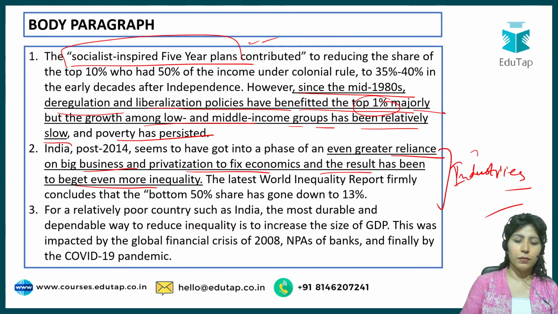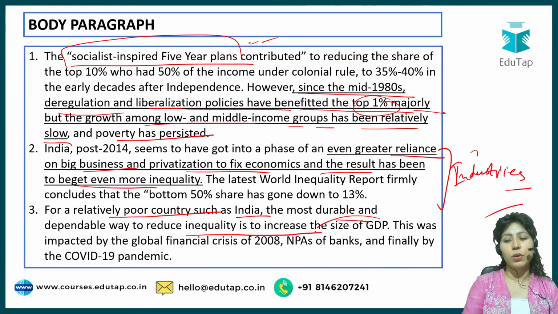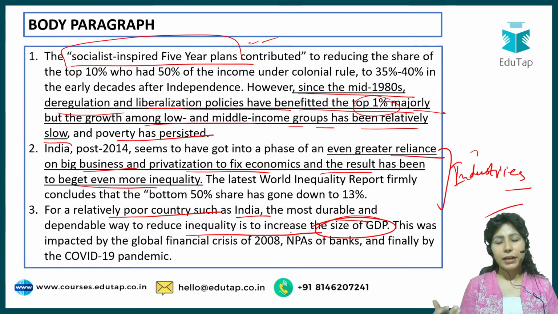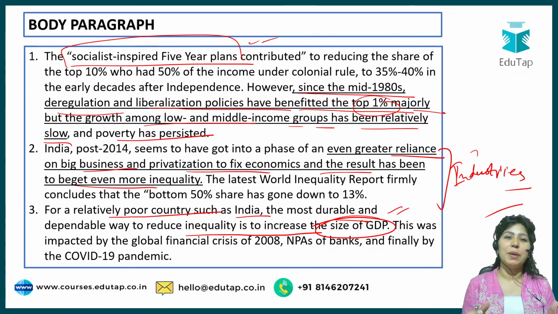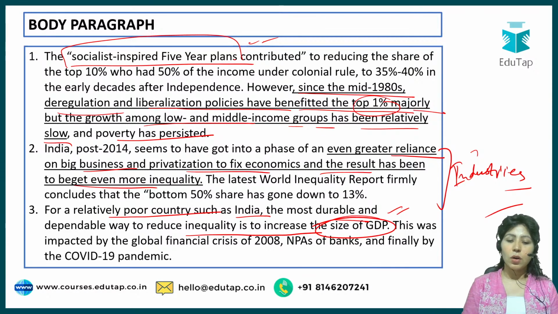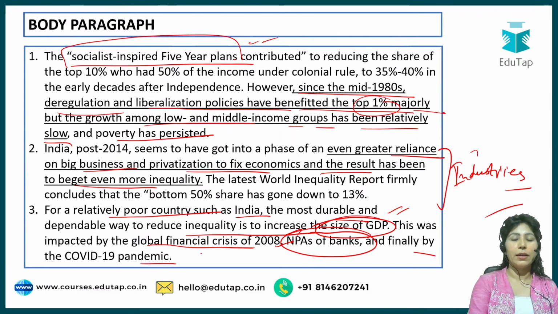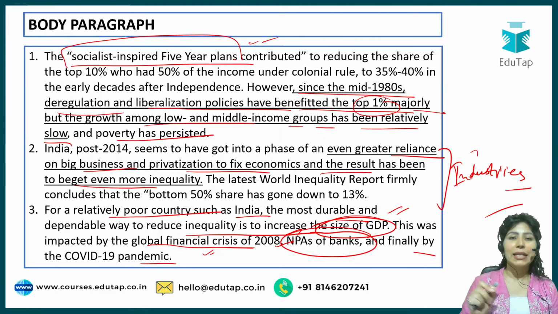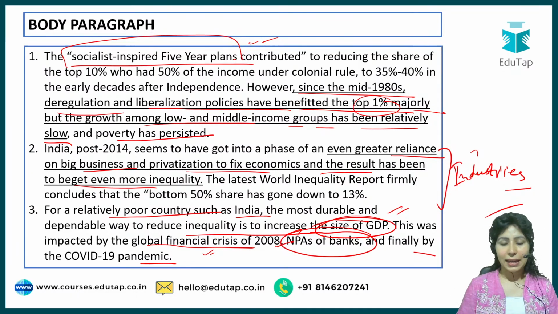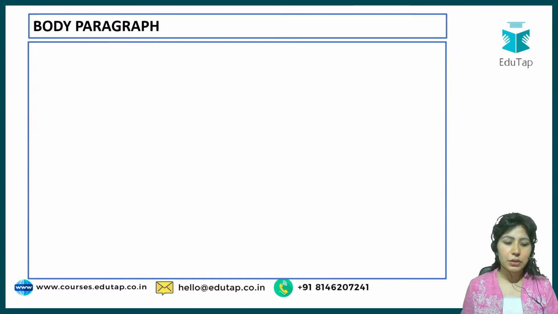The third one is for a relatively poor country such as India, the most durable and dependable way to reduce inequalities is to increase the size of GDP. Trickle down theory, that is what developing countries rely on. If you increase the size of GDP, probably the money available in the hands of all the people will increase. But because of the global financial crisis of 2008, NPAs of banks, and finally the COVID-19 pandemic, the value of money has gone down, and hence, even with the increase in GDP, it has not translated into poorer people becoming richer.